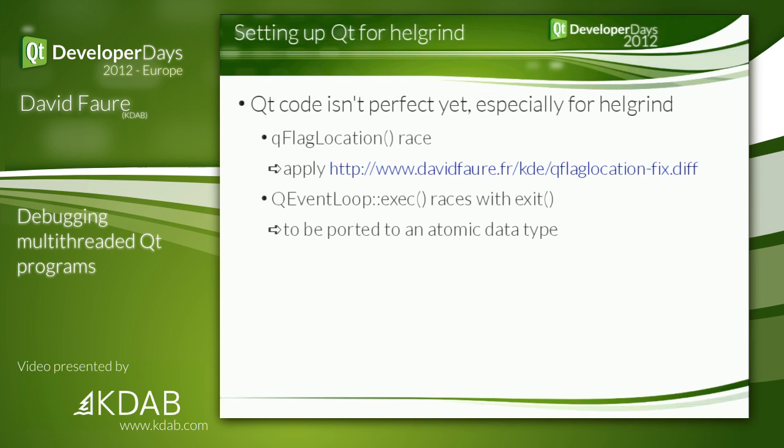Another problem in Qt is that the execution of the event loop races with the quit or exit of the event loop, so this has to be fixed. I will come back to that issue after this conference, and I guess porting it to an atomic data type should actually get rid of the issue. But I'm telling you so that you realize, if you're using Helgrind now and you see some warnings in there, you know that this is not your fault. It's Qt using booleans without checking them.